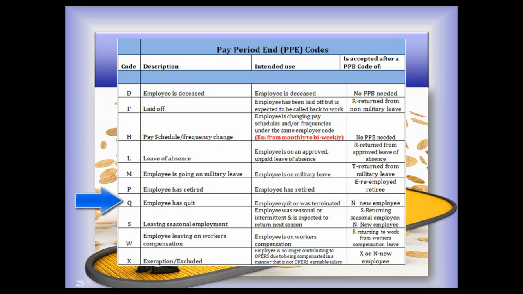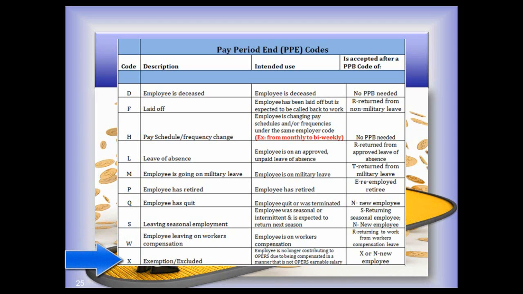The next code is Q, employee has quit. And this is for an employee who has quit or one that was terminated. The next code is S, leaving seasonal employee. The intent here is for an employee that was seasonal or intermittent and is expected to return next season. The next pay period end code is W, employee leaving on workers' compensation. And its intent is exactly that they are leaving on workers' compensation.